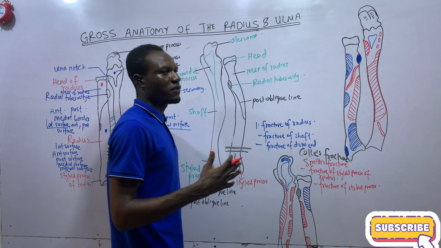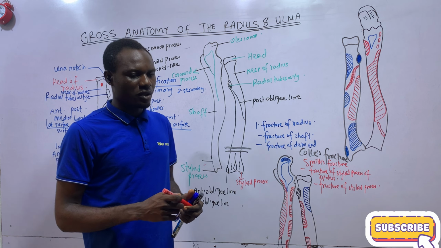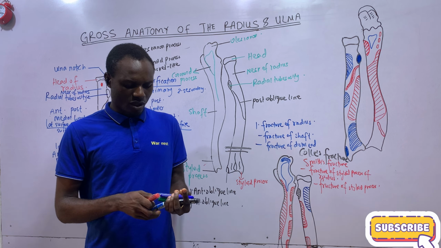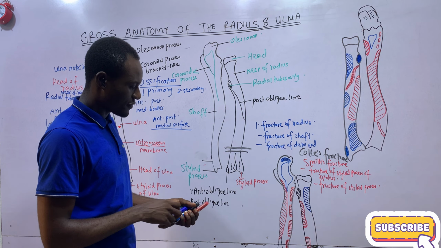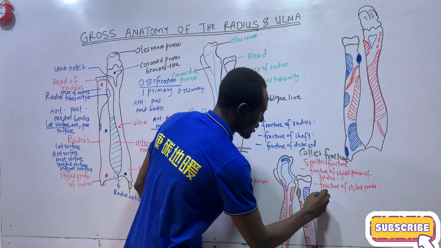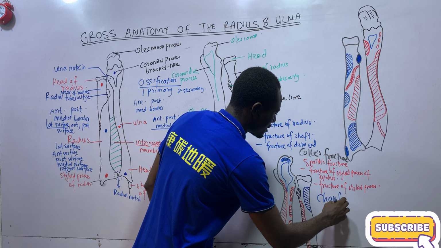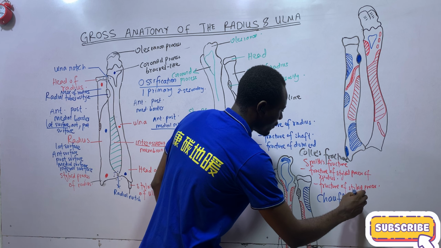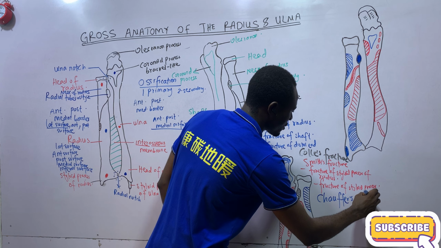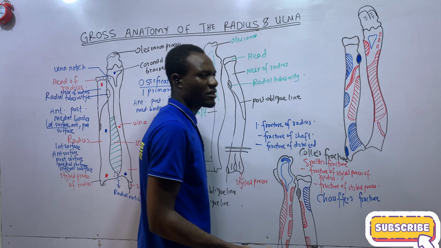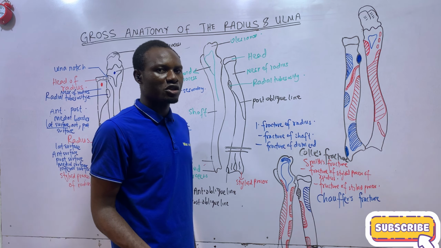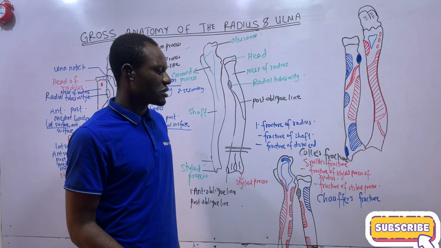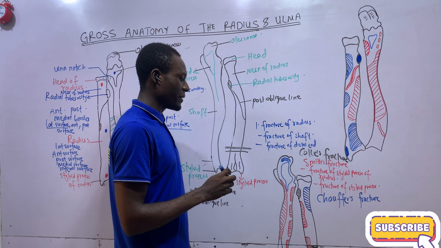The fracture of the styloid process of the radius has a clinical term because it was first described by Cauffer. It's called the Cauffer's fracture. So the Cauffer's fracture is the fracture of the styloid process of the radius. Other important clinical correlates include the greenstick fracture of the ulna and the radius. That's another clinical correlate you can add there.